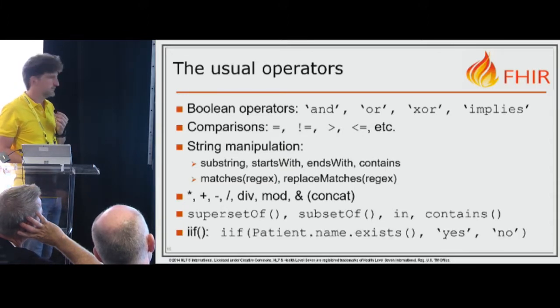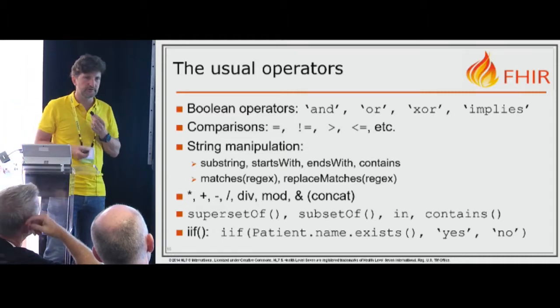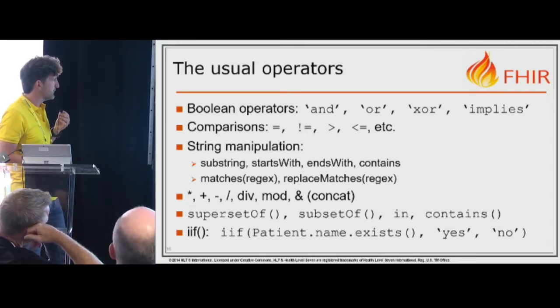And finally, the immediate if. Most developers in functional languages are completely used to this, but this is an if statement that's actually returning a value. So if patient.name exists, return yes, and if it doesn't exist, return no. So you can kind of create conditional outputs in your FHIRPath statements.